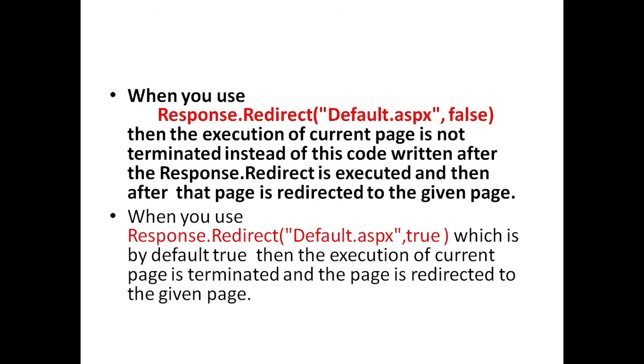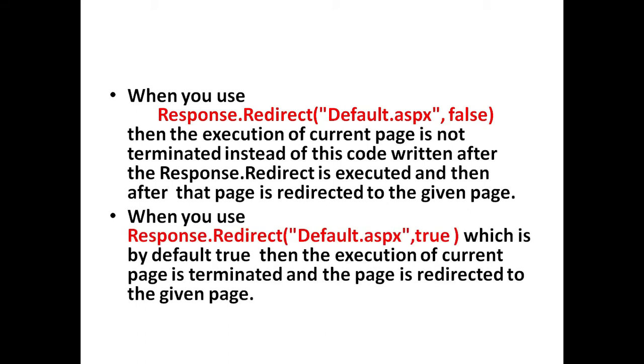When we use Response.Redirect with a false parameter, then the execution of the current page is not terminated. Instead, code written after the Response.Redirect is executed and then after that, the page is redirected to the given page. And when we use Response.Redirect with a true parameter, the execution of the current page is terminated and the page is redirected to the given page.